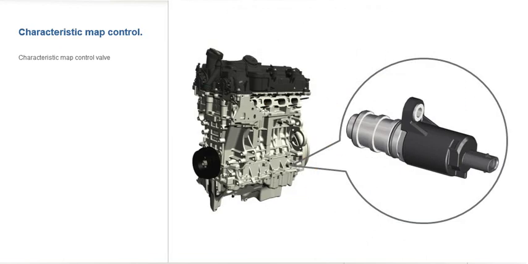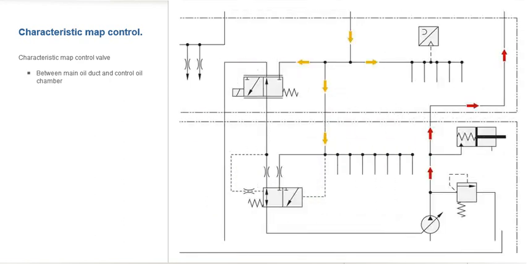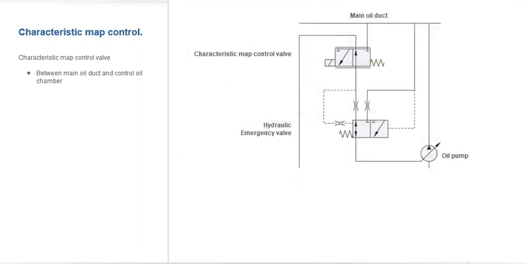The characteristic map control valve is located on the left-hand engine end in the bed plate and is in the oil circuit between the main oil duct and control oil chamber of the oil pump. The hydraulic circuit diagram is displayed here in schematic form. Let's consider the function of the characteristic map control valve first, as the emergency valve is still non-functional.